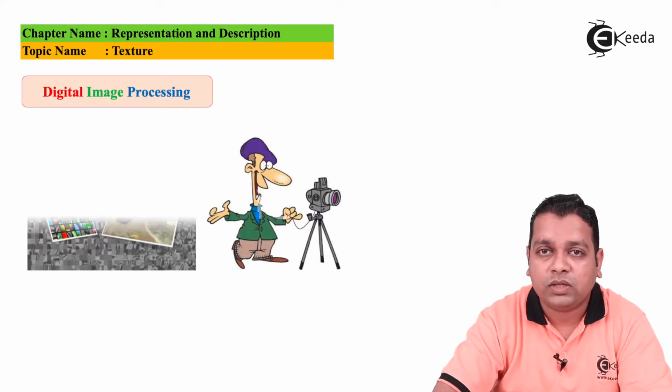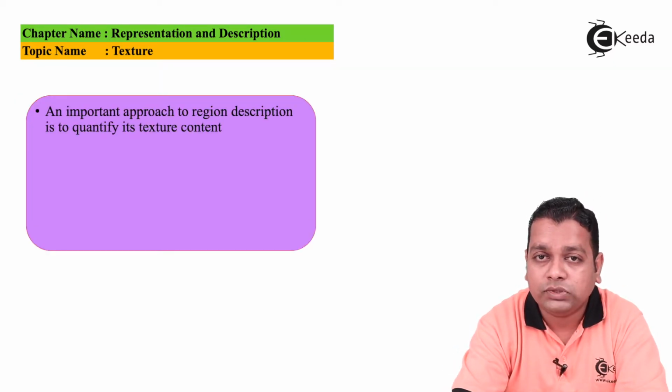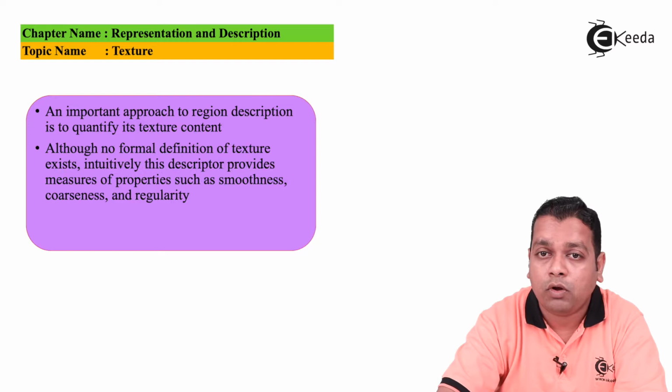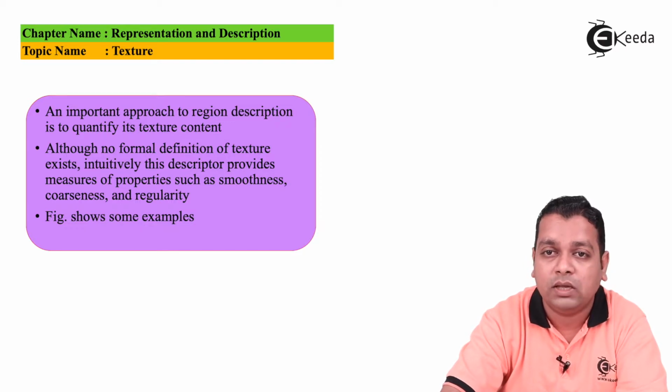So here we can start with our topic texture. An important approach to region description is to quantify the texture content of the image. Although no formal definition of texture actually exists, intuitively this descriptor provides measures of properties such as smoothness, coarseness and regularity in the image regions. So very important information is available with respect to this term texture, but we cannot have a straight framework for defining texture.